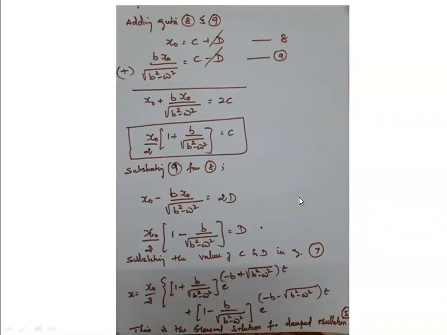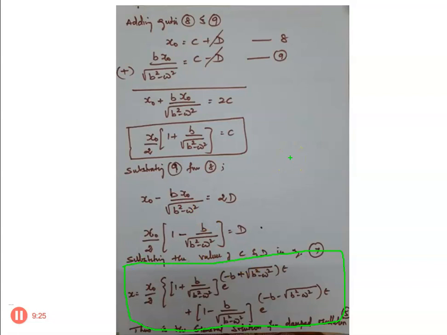By taking the c plus d and c minus d values, adding those two equations, equation number 8 and 9, you will get 2c. So c we can get as x naught by 2 into 1 plus b by square root of b square minus omega square. Then if you subtract equation 9 from 8, you will get the d value. So substitute all these c and d values in the general solution. So you will get the final solution for the particle which is in the damped oscillation.